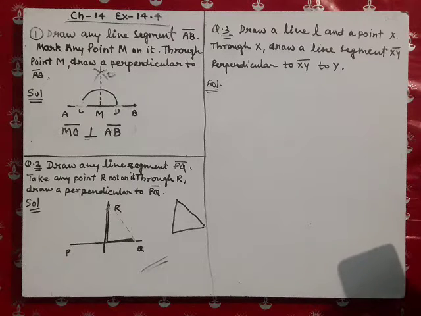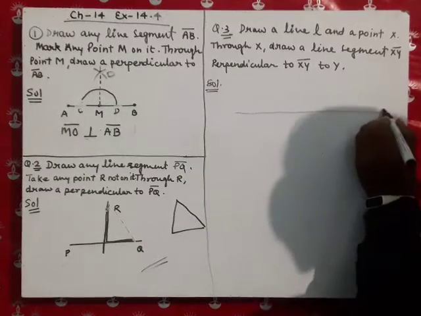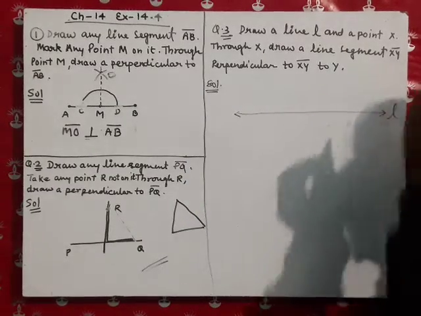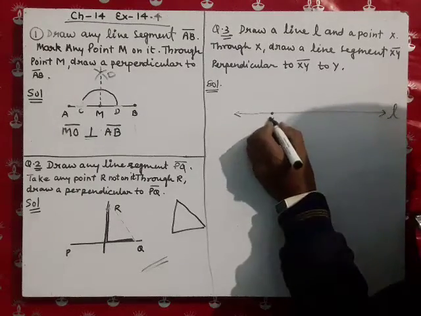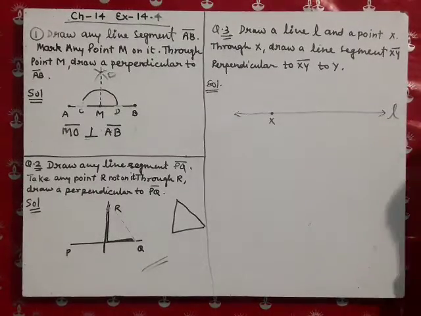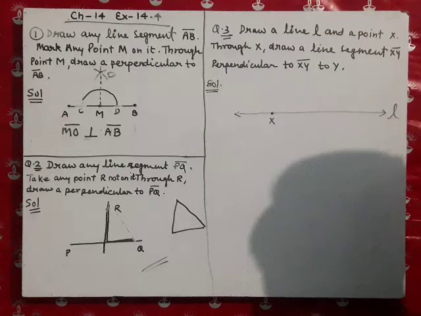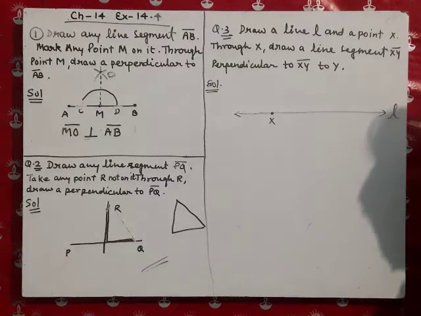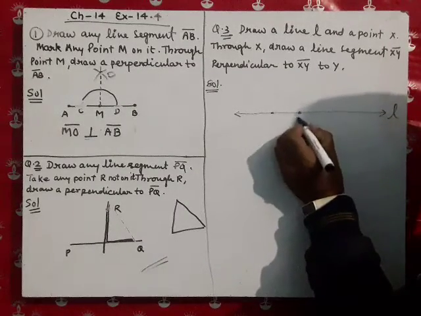Here the question number 3 is saying that draw a line L. So first of all I am going to draw the line L. That is the line L. Now question is saying that and a point X on it. So you have to take one point X on it. Okay, take it. Now question is saying that draw a line segment XY perpendicular to L. So first of all we have to draw one line segment that is perpendicular to the L. So that means from here I am taking this point little bit here.